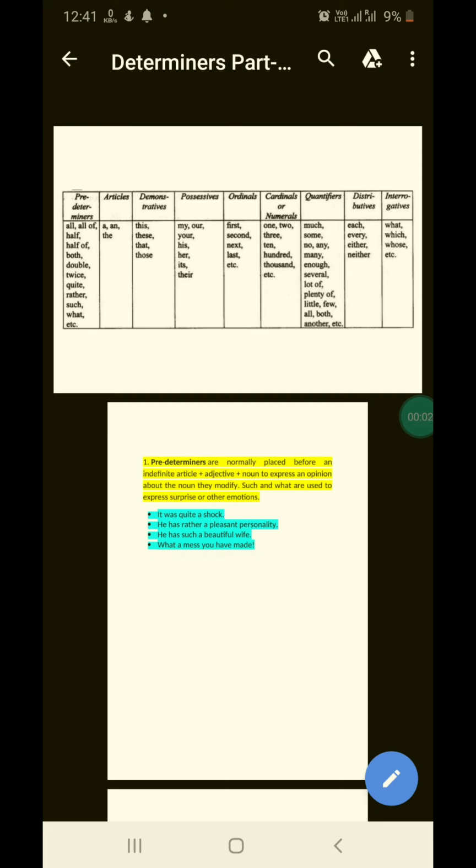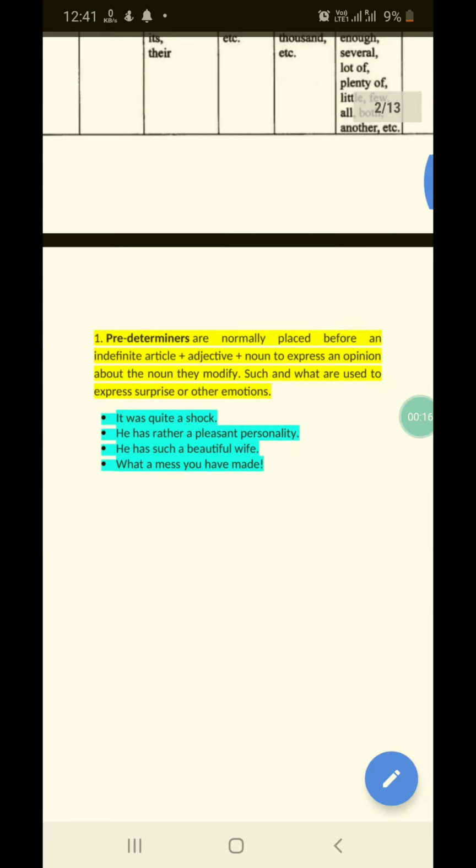Good morning, children. In the previous class, we had dealt with the definition of determiners and its kinds. Today, children, we are going to focus on the uses of various kinds of determiners.